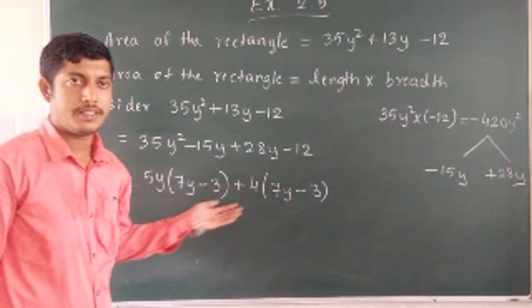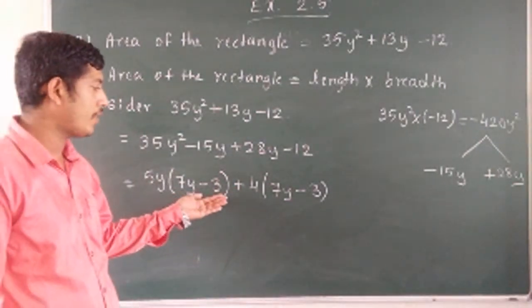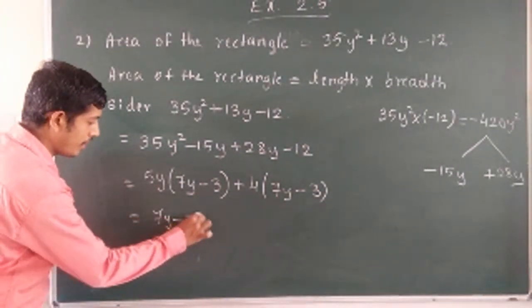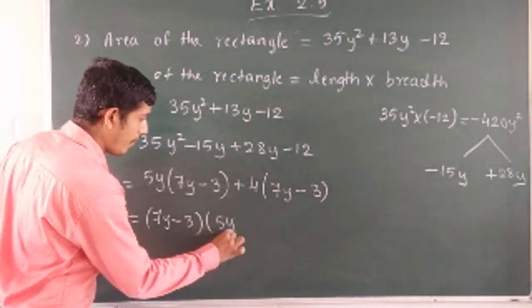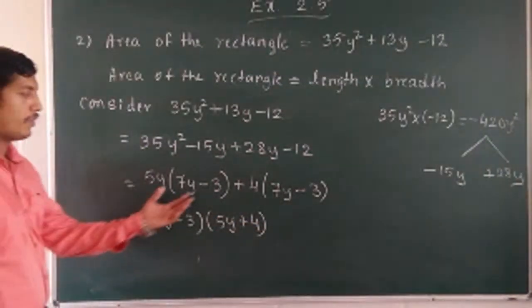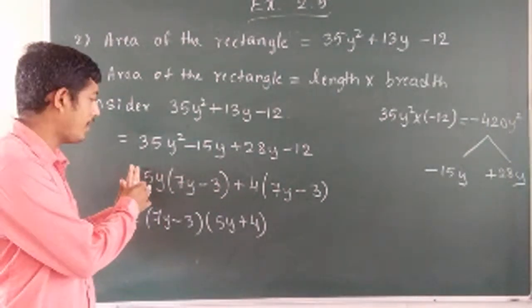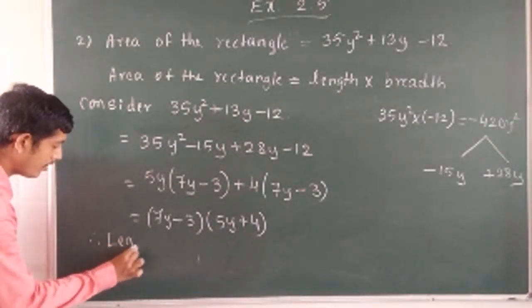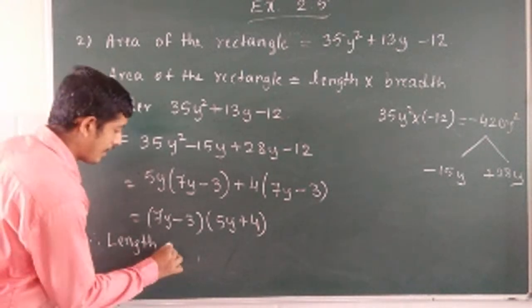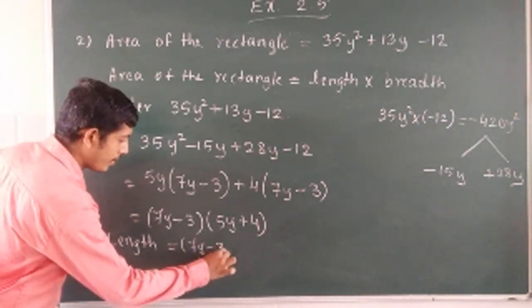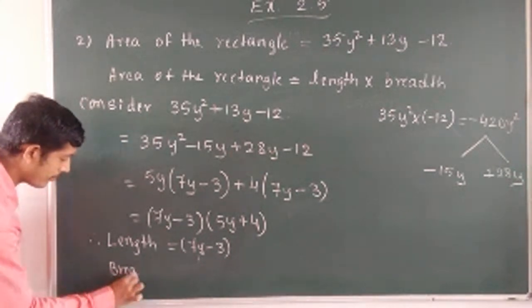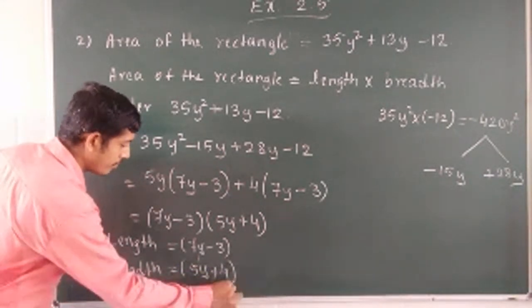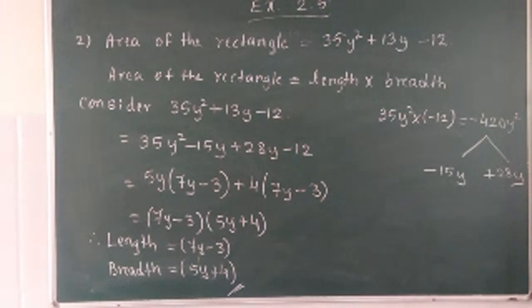So now when we consider this step, which is the common term here? 7y minus 3 is the common term. Therefore I will take that outside. It becomes 7y minus 3 into 5y plus 4. 7y minus 3 into what is the remaining here? Remaining is 5y plus 4. Therefore length of the rectangle is equal to 7y minus 3 and the breadth of the rectangle is equal to 5y plus 4. Just look at the steps.